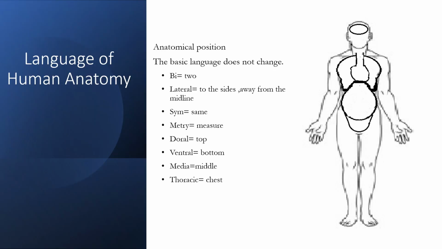Now, when you're dealing with anatomy, there are basic terms that you see over and over again, and this language doesn't change. Now, I did not put it in alphabetical order because I want you to be able to see certain things. For instance, the language, when you hear bi, it always will mean two. Lateral will mean to the sides. Sim means same, metry means measurement. You also do have some stuff like dorsal, ventral, medial, and also thoracic and abdominal, which we'll talk about later.